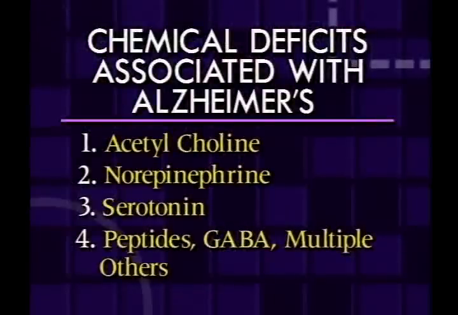What are the chemical deficits that are associated with Alzheimer's disease? And again, here we're only talking about Alzheimer's disease. Diffuse Lewy body disease and alcoholic dementia and vascular dementia have different chemical deficits. But since Alzheimer's disease is the most common type of dementia, let's talk about the chemical deficits that we see. We know that patients with Alzheimer's disease have significant loss of acetylcholine in their brain. In addition to that, they have loss of norepinephrine, serotonin, and a variety of other transmitters to include peptides, the GABAergic system, as well as many others.